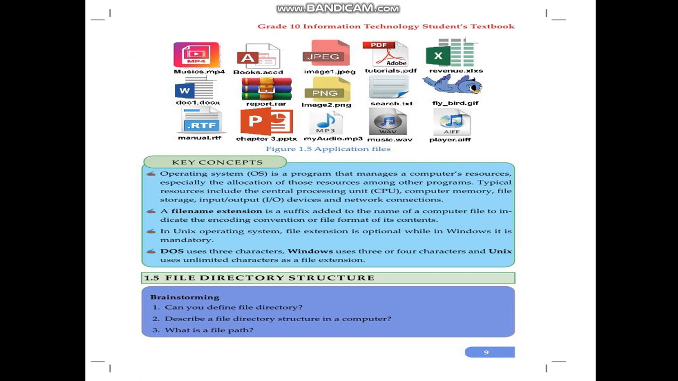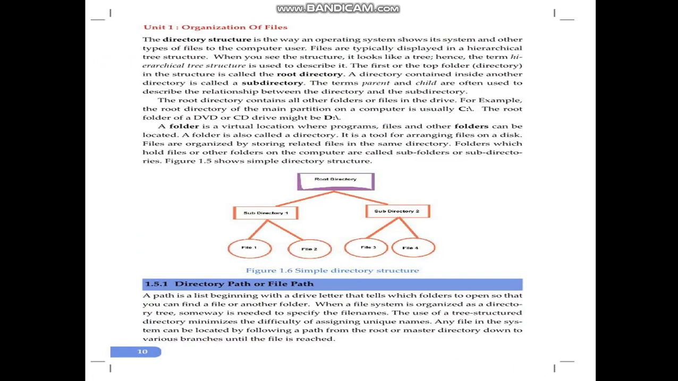I'll continue today's lesson with file directory structure. The directory structure is the way an operating system shows its system and other types of files to the computer user. We may not see the hierarchical tree structure inside the computer system, but the operating system has its own working systems. Files are typically displayed in a hierarchical tree structure. When you see the structure, it looks like a tree. Hence, the term hierarchical structure is used to describe it.